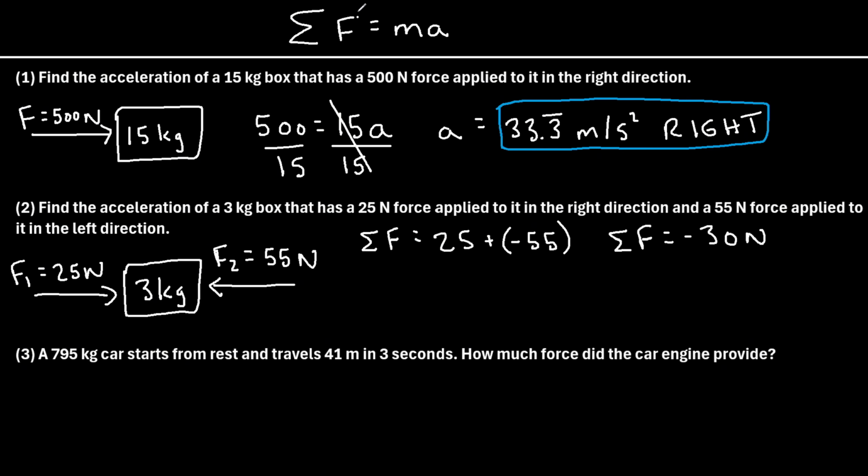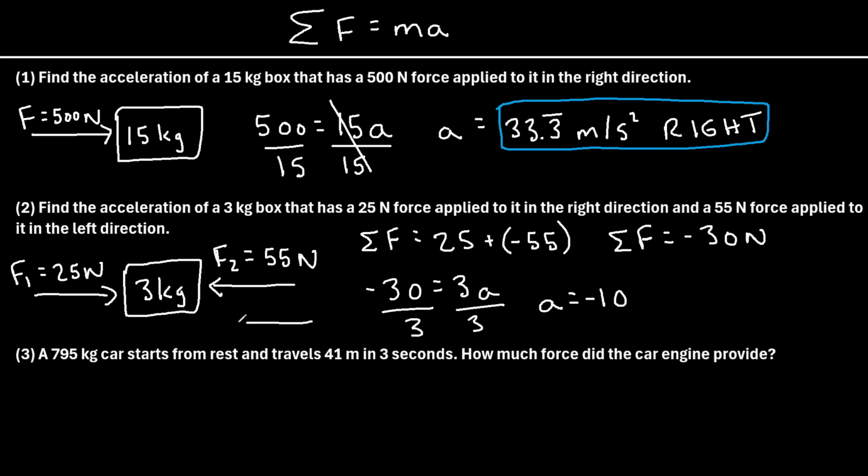So now we know the net force, we know the mass of the object, that's 3 kilograms, and we just have to find the acceleration. So we'll say negative 30 is equal to the mass, 3, times a, the acceleration. So to solve for a, we'll divide both sides by 3. Negative 30 divided by 3, that turns out to be negative 10. So we'll say a is equal to negative 10. So this is our acceleration, a negative 10.